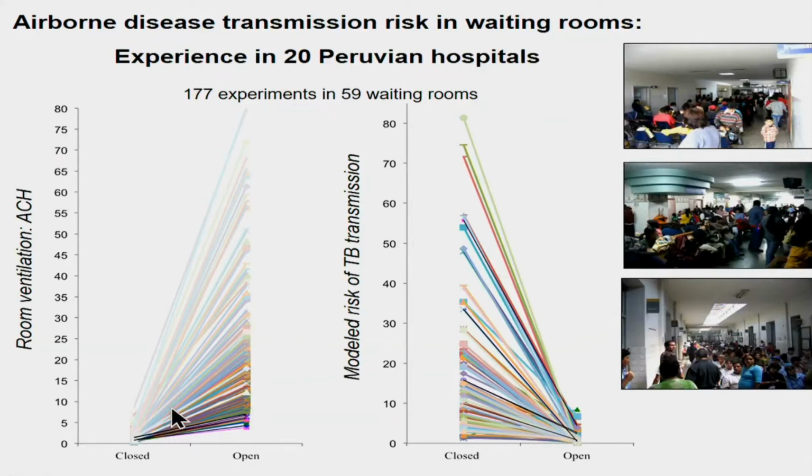And again, you close all the windows and doors, you get very few air exchanges. You open them up, you get a fair amount, but it varies depending on the design of your facility. Modelling TB risk, again, with all these different folk and the background TB prevalence data of these hospitals. And there was a decrease, but not as much as you would like. And that is driven by the overcrowding in these settings.